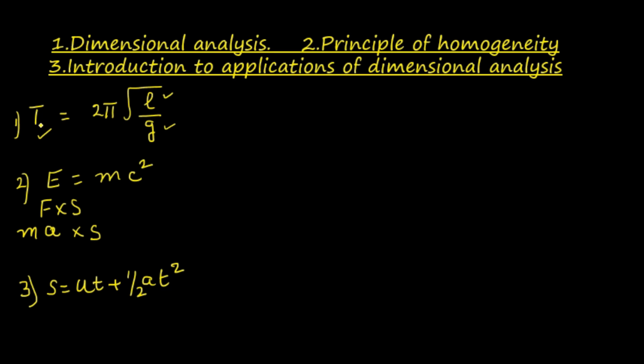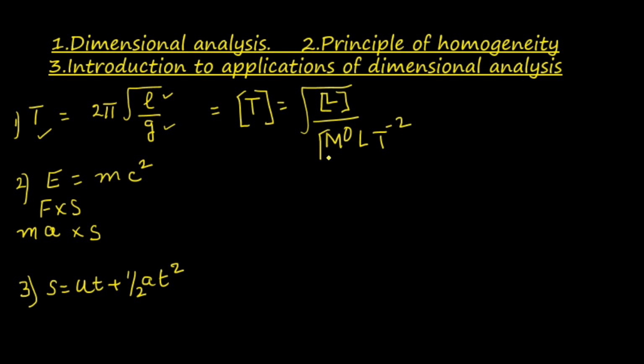Let us take the first case. We have already stated the dimensions. We will make a representation. Dimension for time is T. 2 pi is a constant. It has no dimension. So, T is equal to root of L is length. So, L by G, where G is acceleration due to gravity, is L by L T raised to minus 2. So, these are the dimensions in this equation. This is called dimensional analysis. Dimensional formula and dimensional equation are written on the basis of this dimensional analysis.